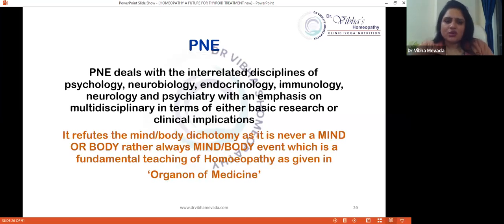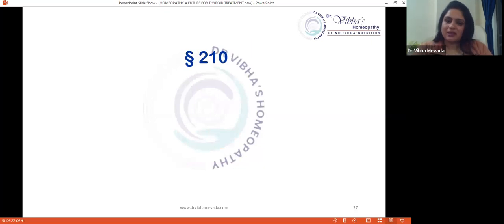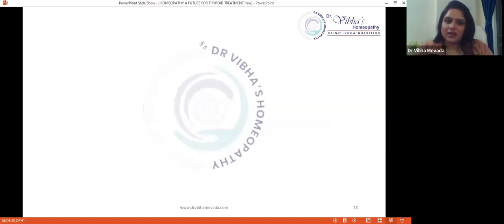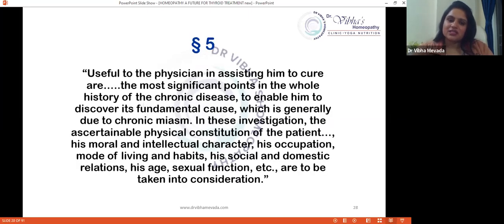Right? So when researchers prove this, what are we doing in homeopathy? What our master already said in homeopathy refutes the mind-body dichotomy, as it is never mind or body. We consider mind and body as a whole, as one person to treat, and not mind and body as separate entities to treat, which is the fundamental of homeopathy and is given in our Organon of Medicine. To understand this point, I request every one of you to read aphorism number 210 and aphorism number 5 from the Organon of Medicine, 5th and 6th edition.